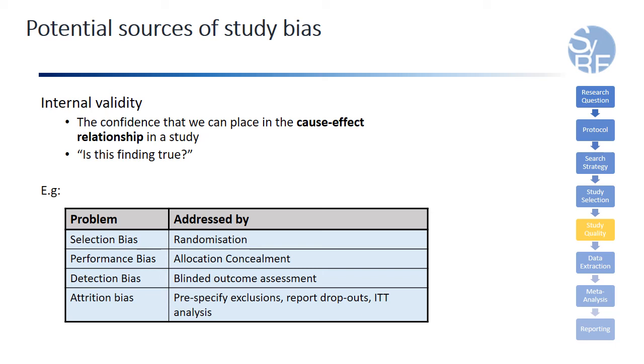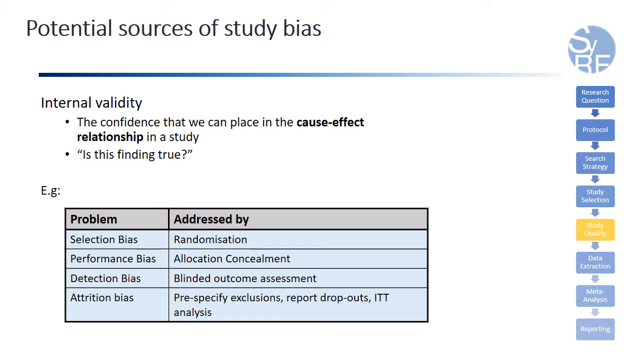For example, in an animal experiment testing a treatment, selection bias is the systematic difference in baseline characteristics in these groups of animals, and this can be addressed by randomization. Performance bias is the systematic differences in the care between treatment groups, apart from the intervention under study, and can be addressed by allocation concealment.